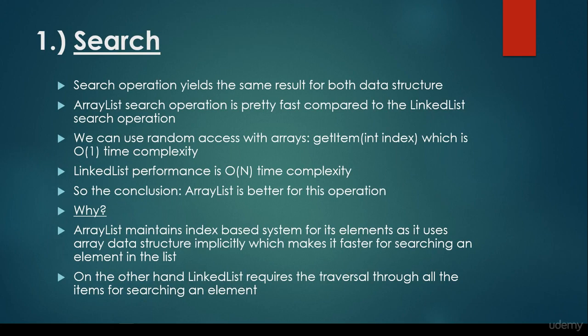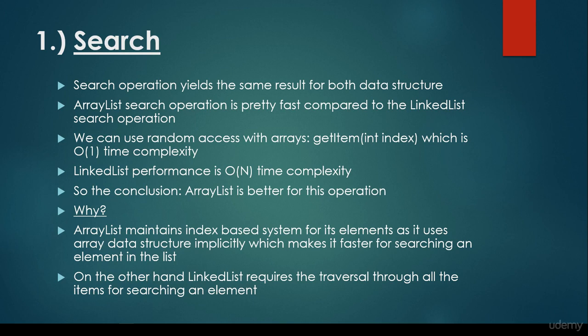What's the difference between these data structures as far as the search operation is concerned? The search operation yields the same result for both data structures. So if we are looking for something, it's going to return the value if the given data structure contains this given value, or otherwise it's going to return null, for example.